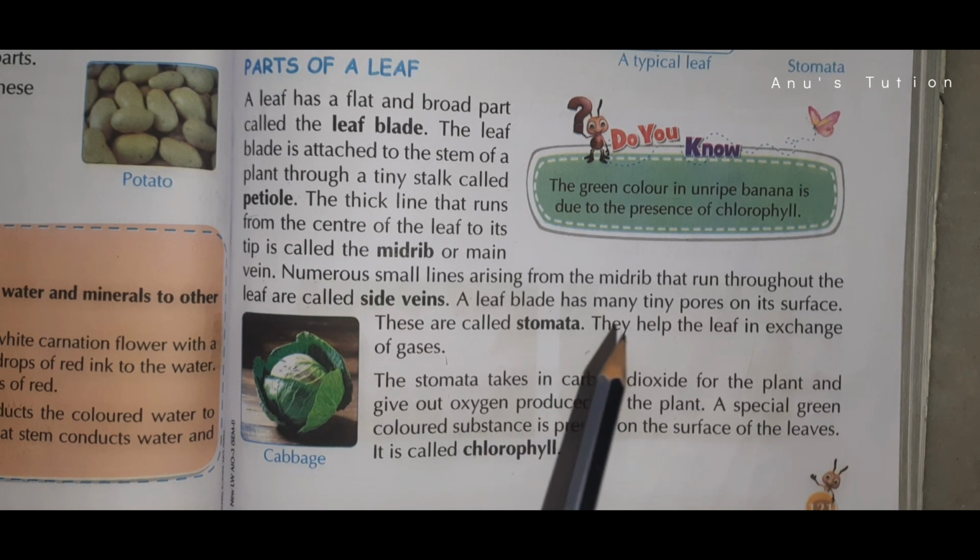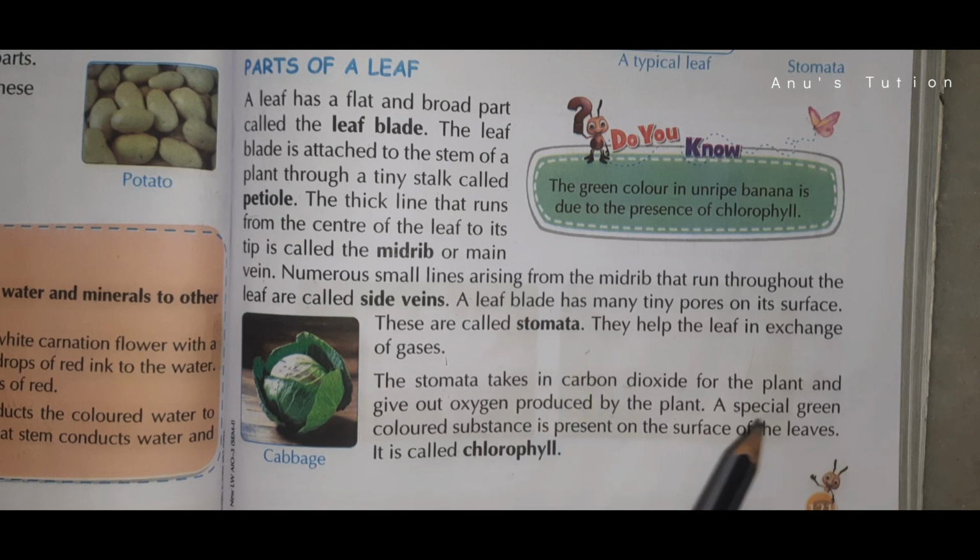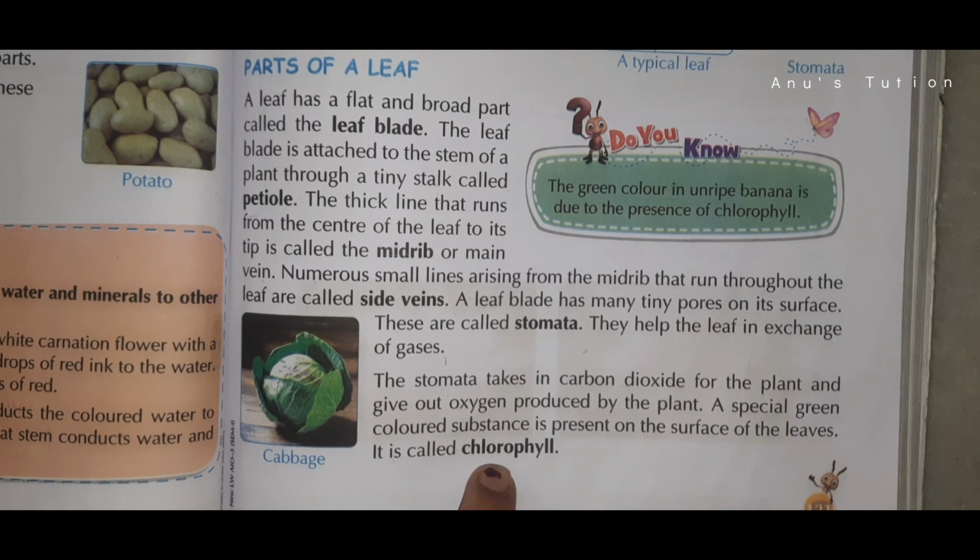The plant will take the carbon dioxide and it leaves the oxygen. A special green colored substance is present on the surface of the leaves. It is called chlorophyll. It is in the presence of this only that the leaves are getting the green color.